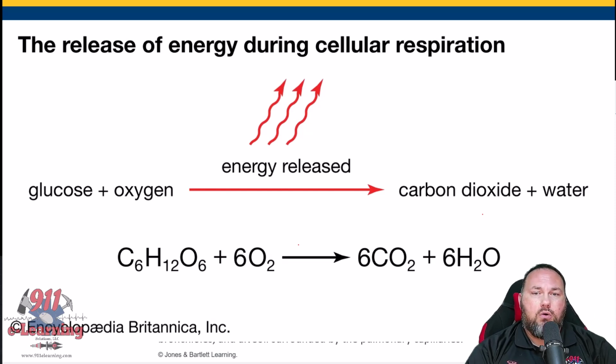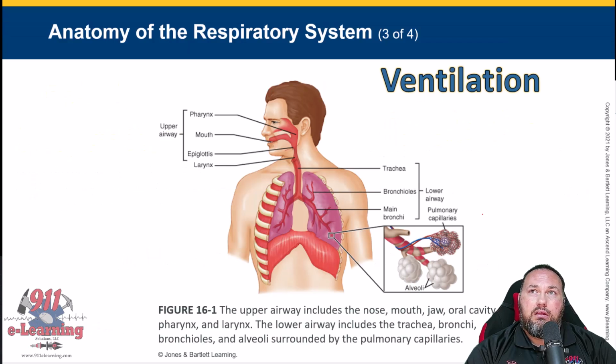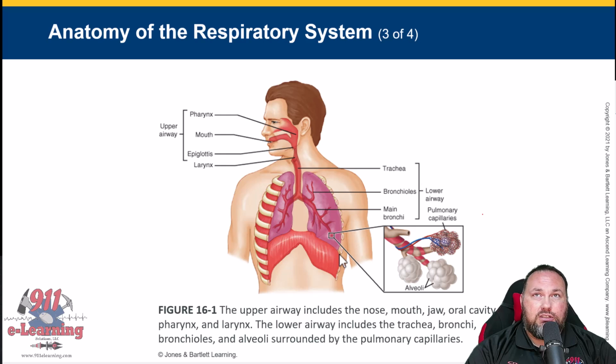So when we talk about ventilation, we're talking about getting air in and out of the lungs. It does not necessarily mean that that air is being exchanged at the alveolar level. That's where we get into some of the respiratory diseases that will prevent or reduce the respiration cycle. And again, respiration is the exchange of oxygen and carbon dioxide here at the alveolar level.